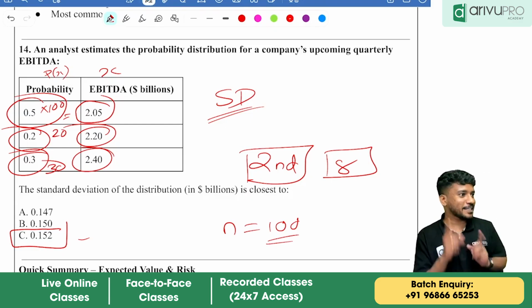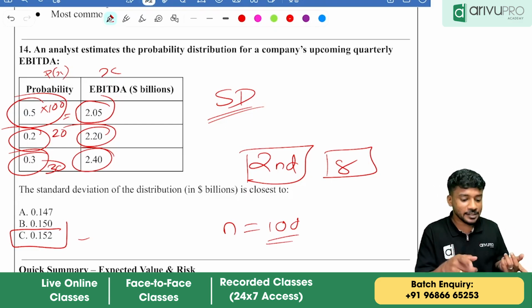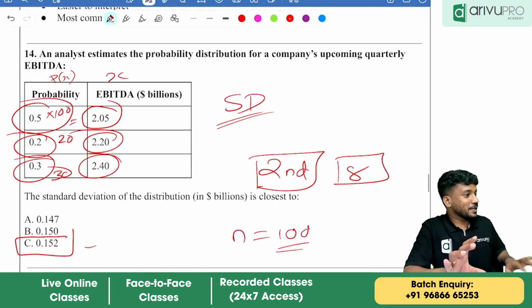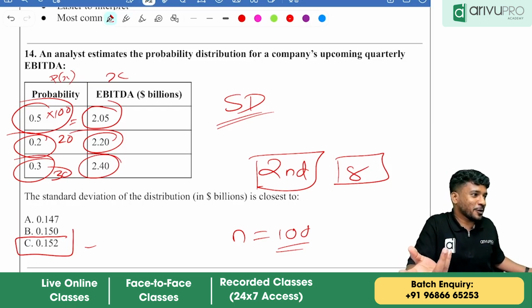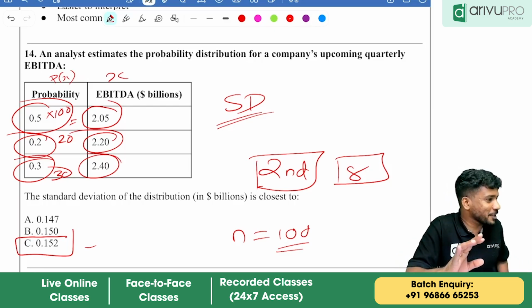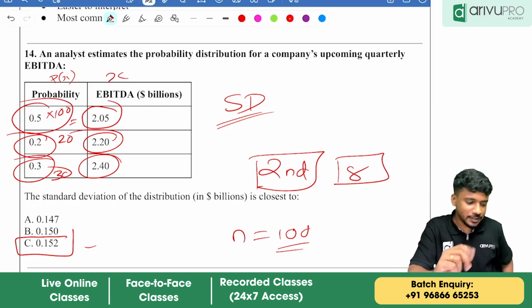Why? Because we altered the data. The calculator can tell that it is already altered. The reason is that the decimals became 50, 50 plus 20 is how much? 70 plus 30 is how much? So the total probability is always 1, but we multiplied with 100. That's why it is becoming 100. Got it? Yes. Sheikh, you got the answer?